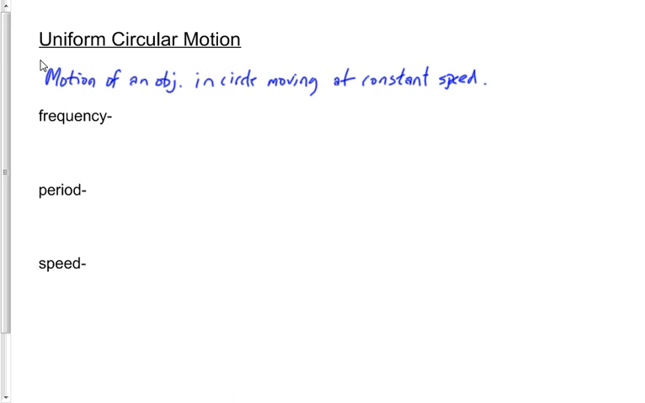Three terms that we've got to go with here before we look at this any deeper. Two of them are new: frequency and period, brand new terms. The last one, speed, you've seen a million times before, but we'll talk about it in the context of circular motion here. Frequency, if you think about when you've heard that word before, means how often something happens, how much something happens, the rate at which something happens.